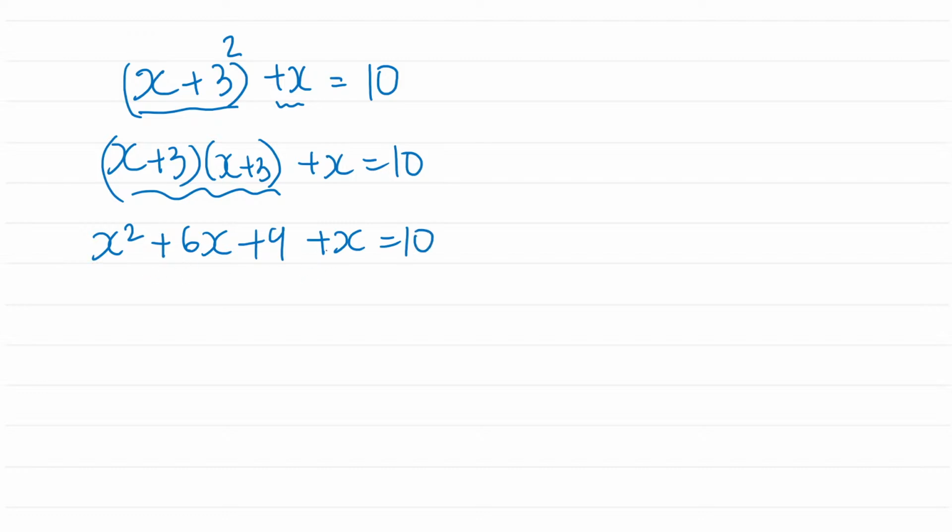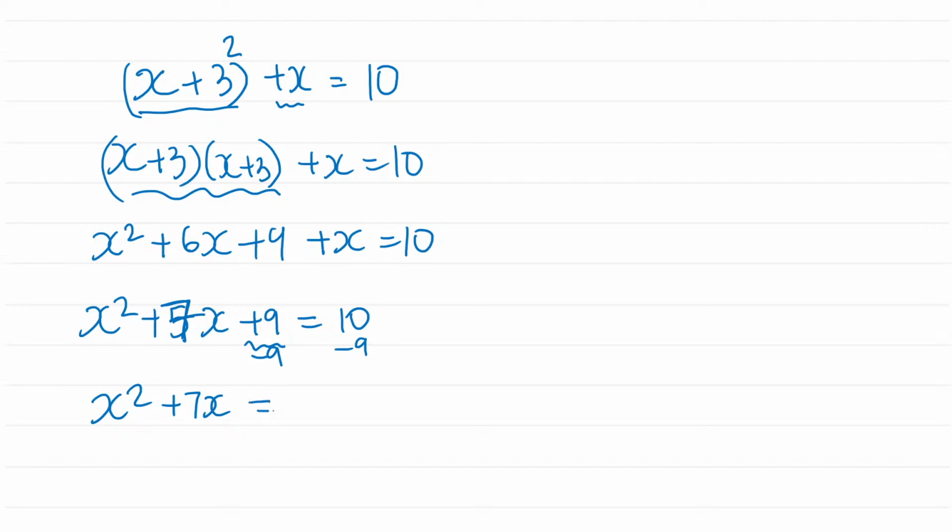All right, so we now need to combine the x. So x squared plus 6x plus x, that's going to be plus 7x, not 5x, guys. 7x plus 9 equals 10. Now remember, when you solve, remove the constant. So we're going to do minus 9 and minus 9 here. So now we have x squared plus 7x equals 10 take away 9, which is 1.